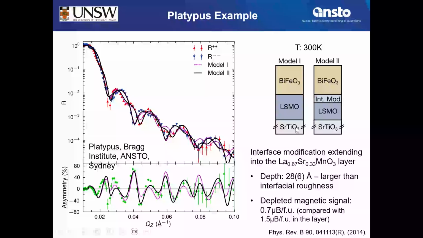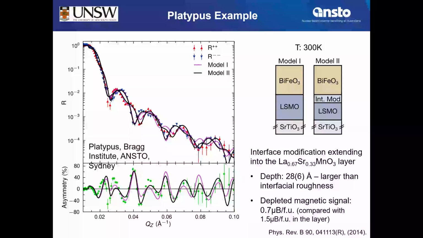Strontium titanate substrate, lanthanum strontium manganite as film. And that's the material which I explained in the beginning. In that case, it's ferromagnetic. And on top, bismuth ferrite, which is a multiferroic. This is the ideal film geometry, but we wanted to know how sharp is the transition from lanthanum strontium manganite to bismuth ferrite.